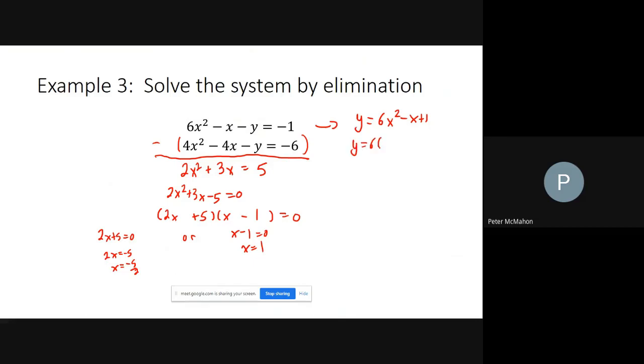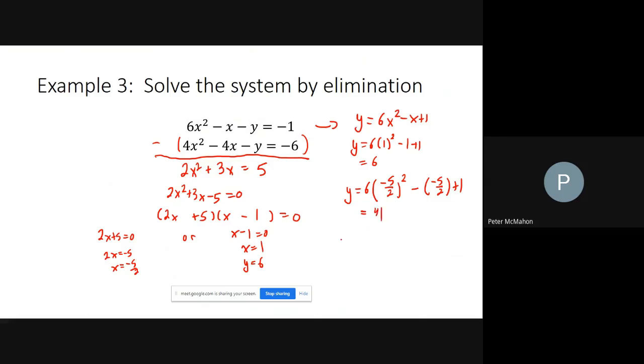Y equals 6 times 1 squared minus 1 plus 1. 6 minus 1 plus 1 is 6. So we get y equals 6. Now for the same thing, I'm going to plug in my -5 over 2 squared. And I'm going to use my calculator for this guy over here. And doing that, I get 41.